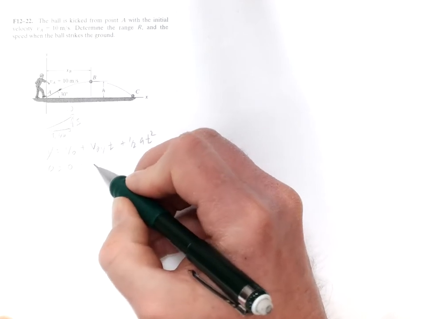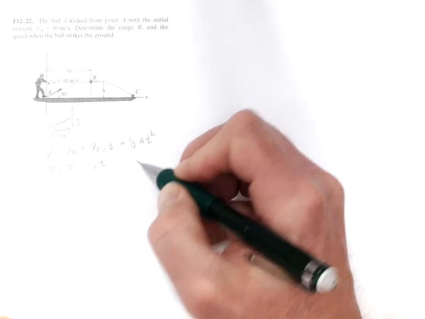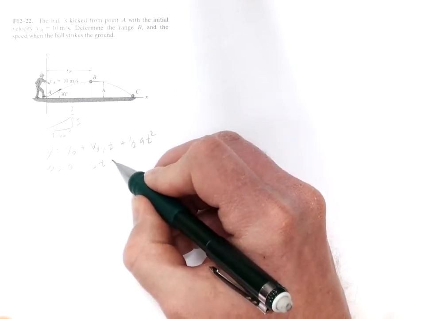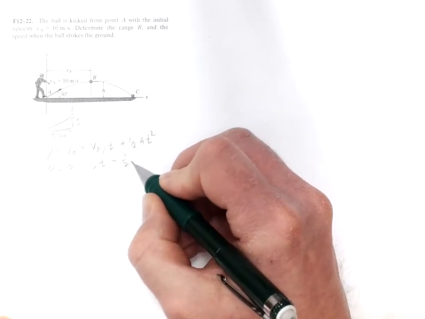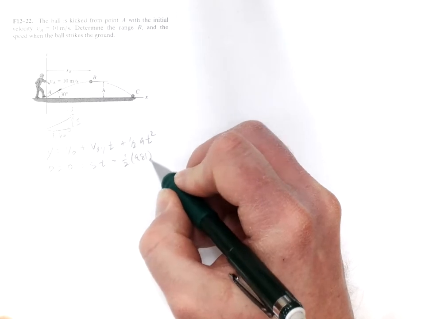The initial velocity in the y is 5. The time of flight is t. And we're going to switch this to negative. a is negative 9.81. So negative 1/2 times 9.81 t squared.